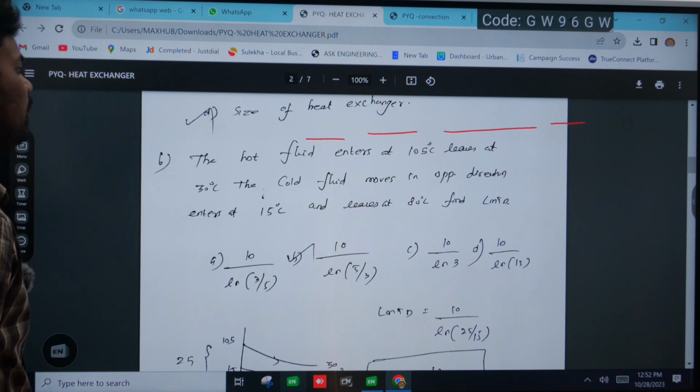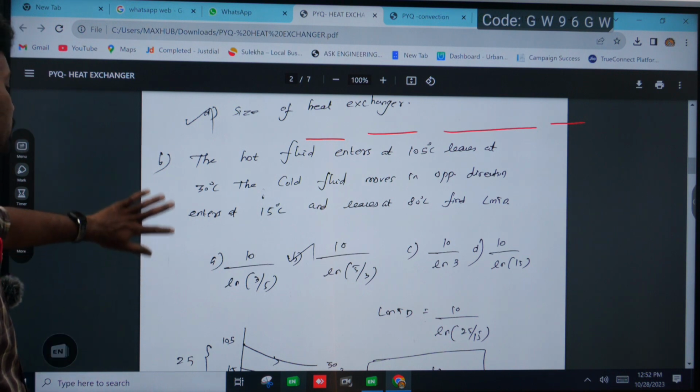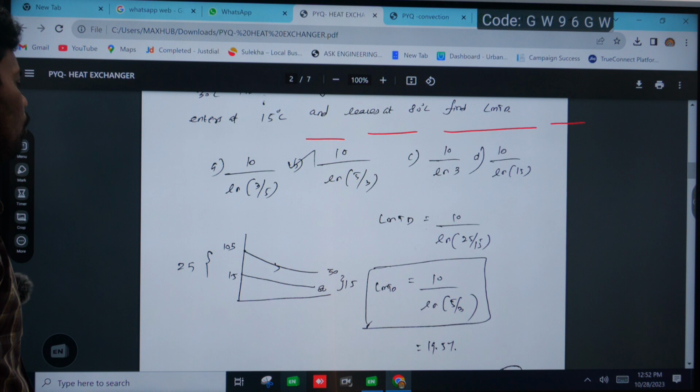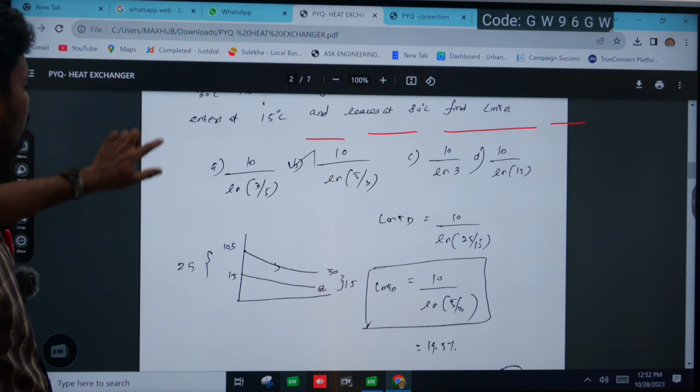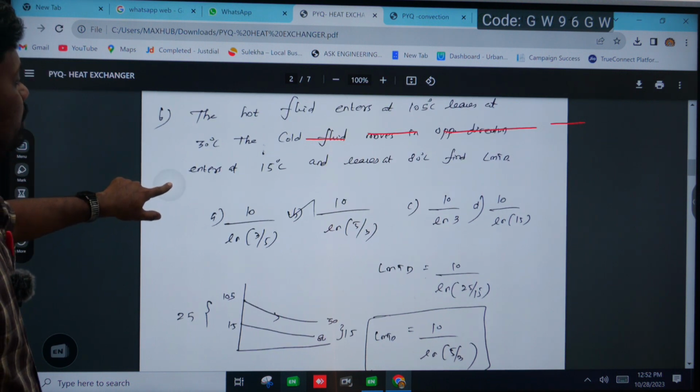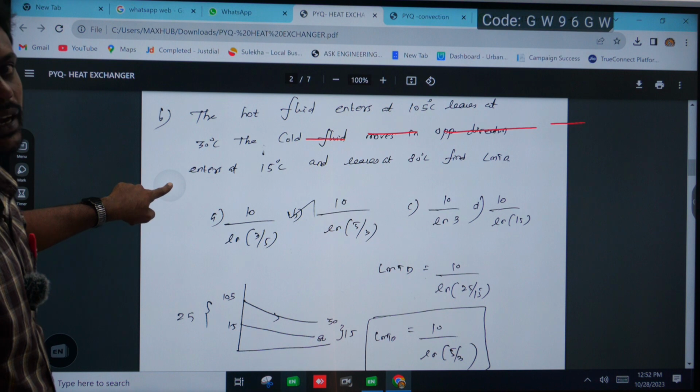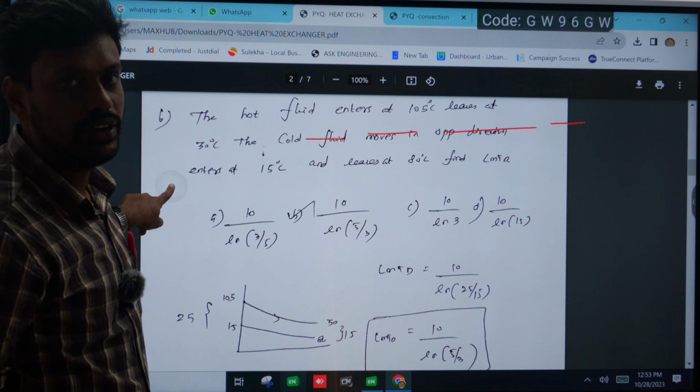Next, hot fluid enters at 105 degrees Celsius, leaves at 30 degrees Celsius. Cold fluid moves in the opposite direction, enters at 15 degrees Celsius and leaves at 80 degrees Celsius. Now you see this. In this, they have not clearly mentioned this is a counterflow heat exchanger, but instead they have given it is moving in the opposite direction. Opposite direction means this is the counterflow heat exchanger.